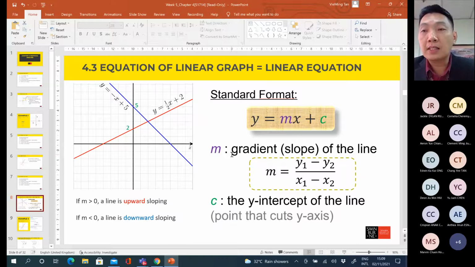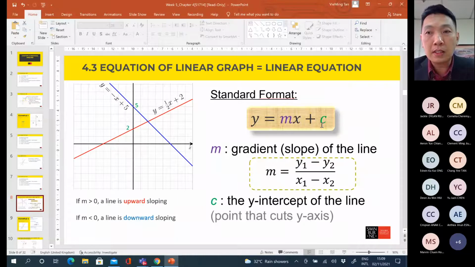How about c? c is the y-intercept point. That is the point whereby the linear line or the linear equation will pass through the y-axis. So this is the c.